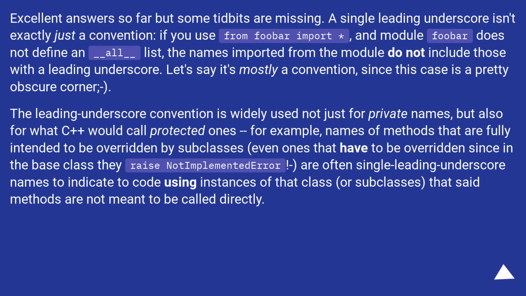The leading underscore convention is widely used not just for private names, but also for what C++ would call protected ones, for example, names of methods that are fully intended to be overridden by subclasses, even ones that have to be overridden since in the base class they raise NotImplementedError. These are often single leading underscore names to indicate to code using instances of that class, or subclasses, that said methods are not meant to be called directly.